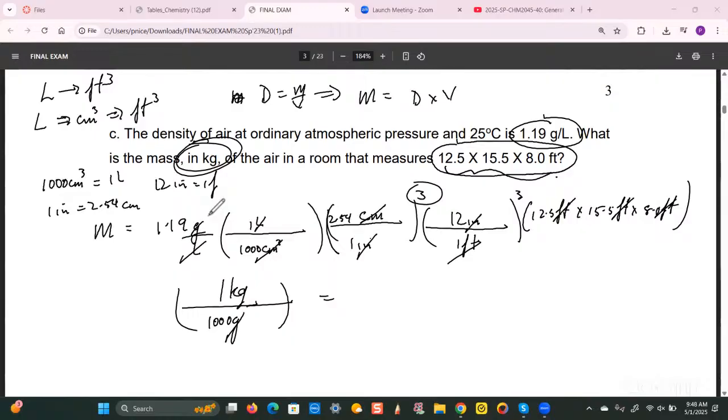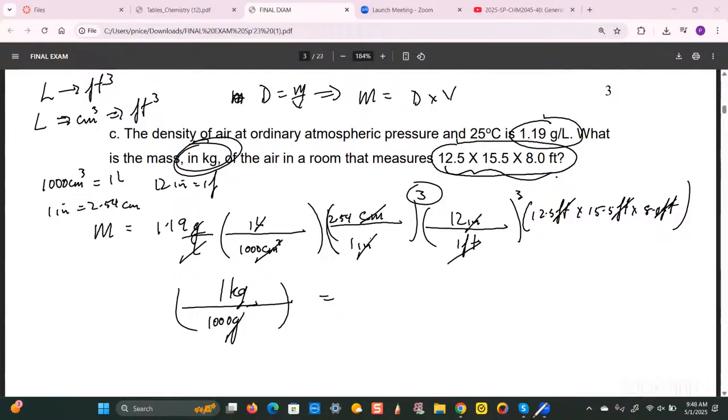and then divided by 1.19 divided by 1,000 times 2.54 cubed times 12 cubed times 55 times 5 times 8 divided by.